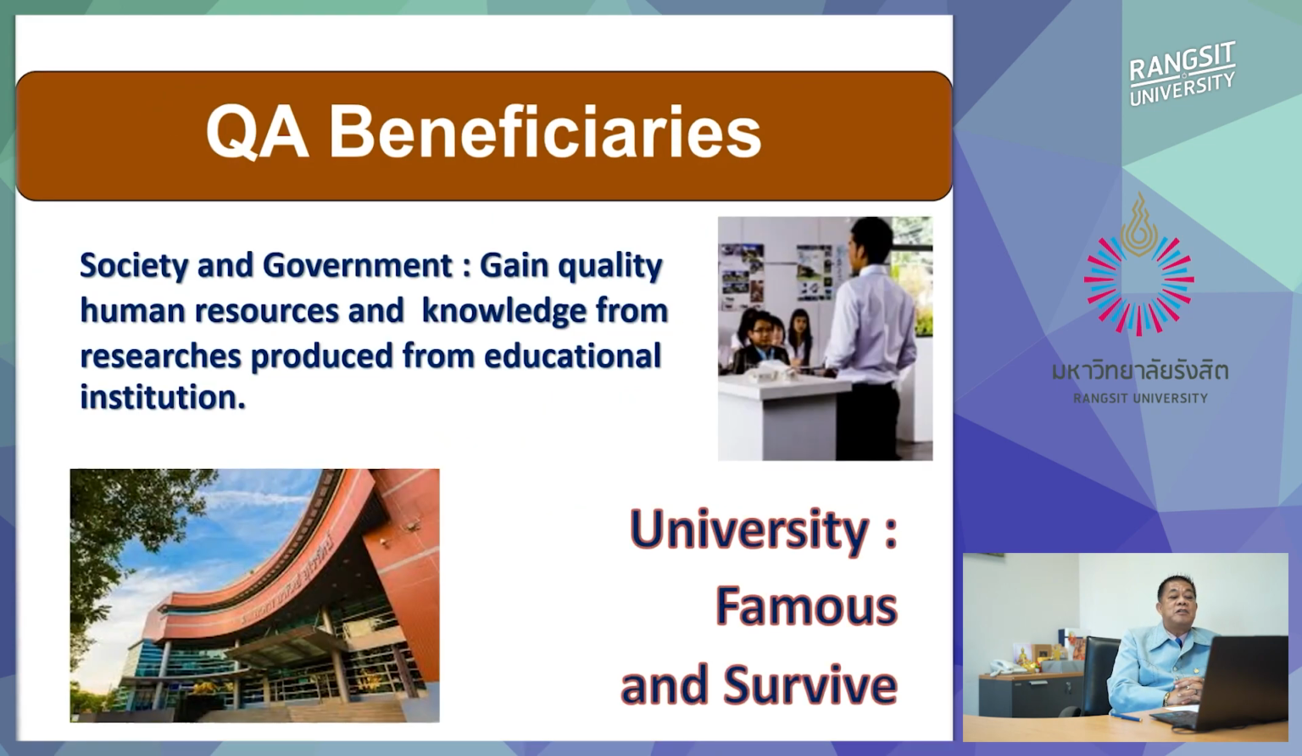QA beneficiaries, next one: society and government. They would gain quality human resources and knowledge transfer from the research produced by the educational institution. Last, the university would become very famous and survive, serving society long-term.